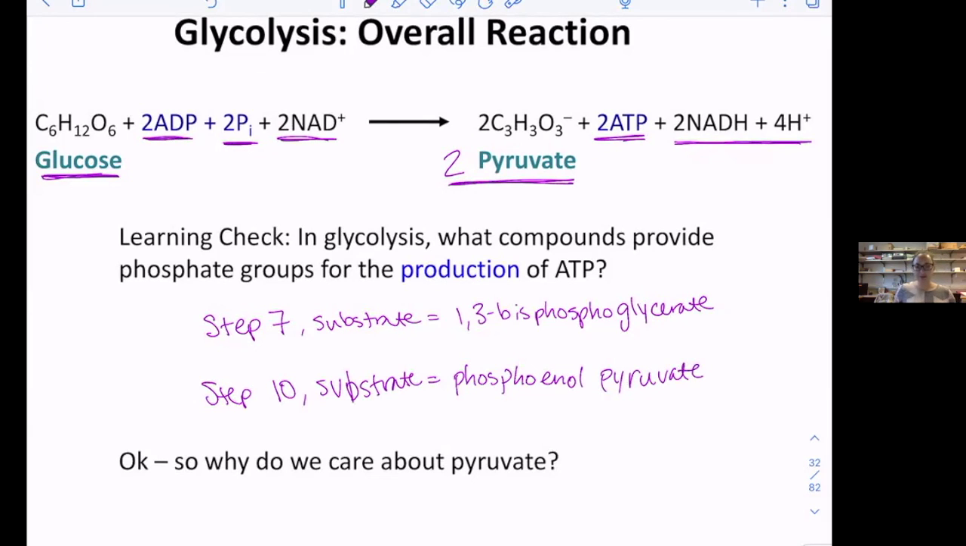Okay, so we have a question here. Why do we even care about pyruvate? I keep saying we make 2 pyruvate. That's great and all, but what does that even mean? Well, we'll talk about it in our next video.